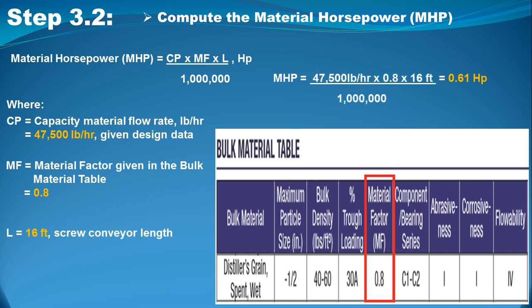So the material horsepower equals 47,500 pounds per hour times 0.8, which is the material factor, times 16 feet, divided by 1 million. The resulting value is 0.61 horsepower.